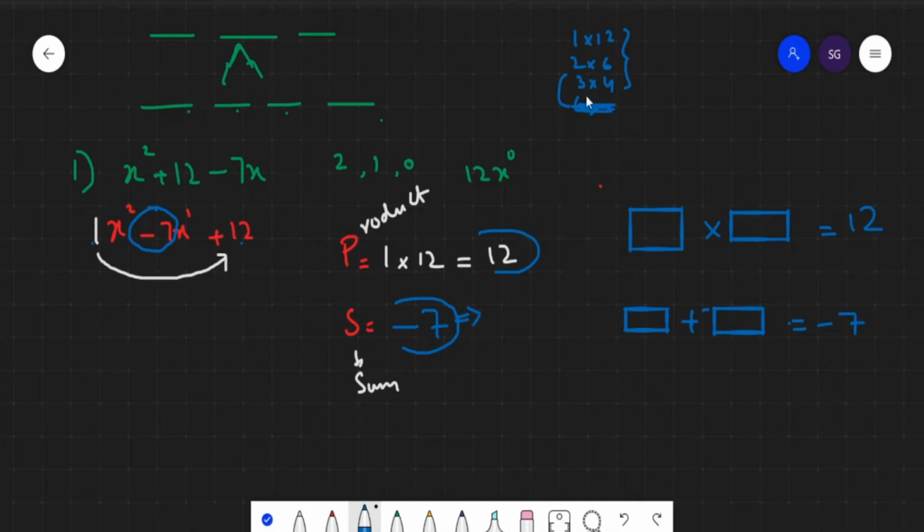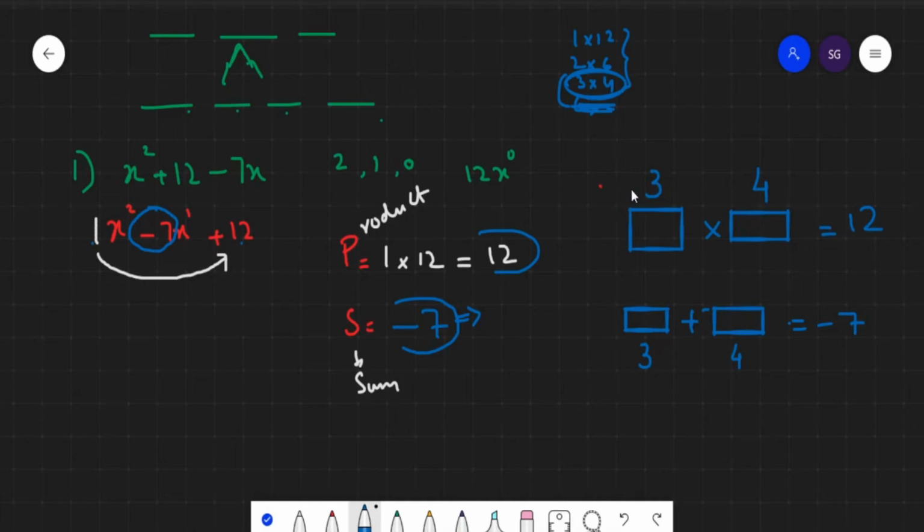So you can say that this is the only pair that gives me the number 7 by adding: 3 and 4. So I'll write 3 and 4. But hey, the problem is we are getting the sum negative 7, and our product is a positive number, so 3 and 4 won't make it into this condition.